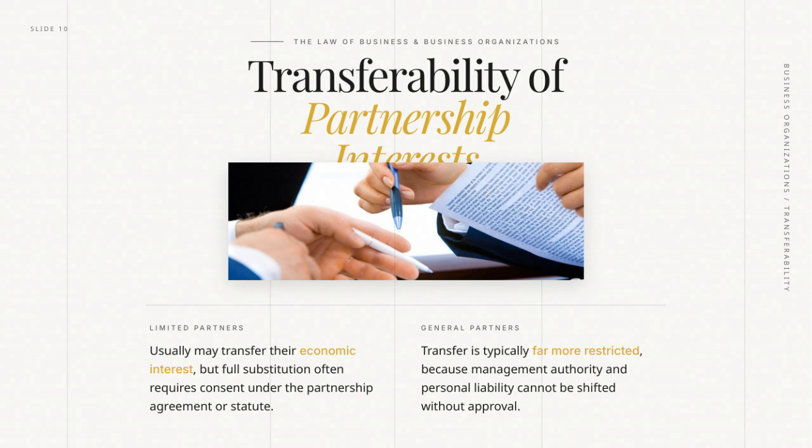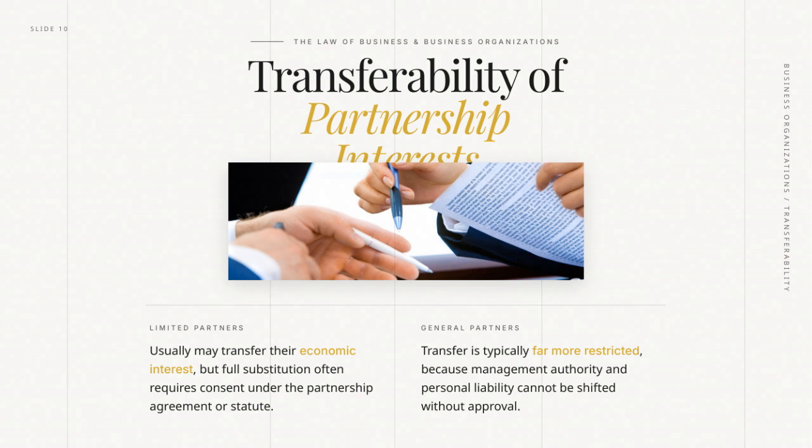On the other hand, general partners face much stricter limitations. Because they hold management authority and carry personal liability for the partnership's obligations, transferring their interest typically cannot happen without approval from the other partners. This distinction is important because it highlights how control and liability influence the ease with which partnership interests can change hands. Understanding these rules helps clarify why limited partners have more flexibility, while general partners must be more cautious with transfers.